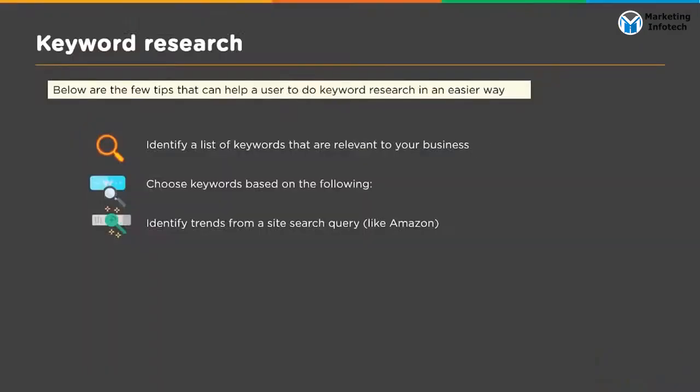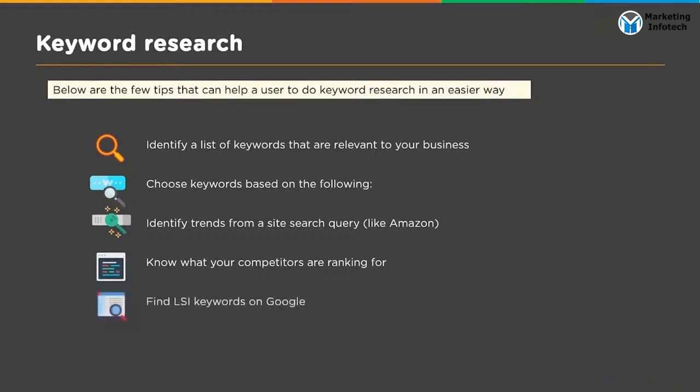And so remember, we want to identify a list of keywords that are relevant. I can't stress that enough. We want to choose keywords based on difficulty. We want to choose keywords based on volume, on commercial intent, and more important, relevancy. We can also identify trends from a site search query like Amazon and know what your competitors are ranking for. So we can also go back into Moz and we can see, just by typing in some of the keywords we're focusing on, if our competitors are ranking for the same keywords just by using that Keyword Explorer tool.